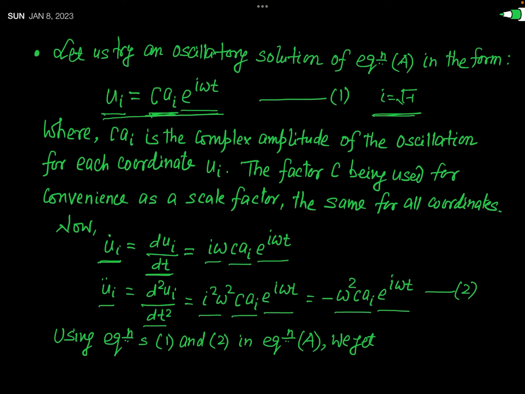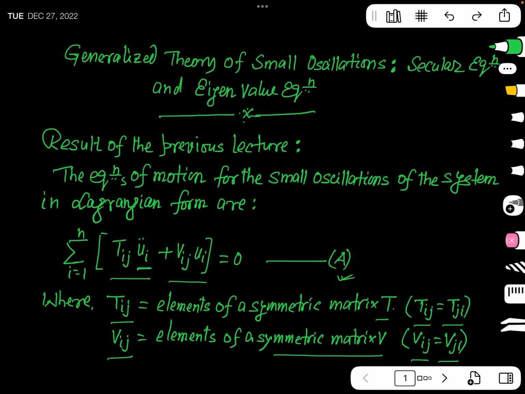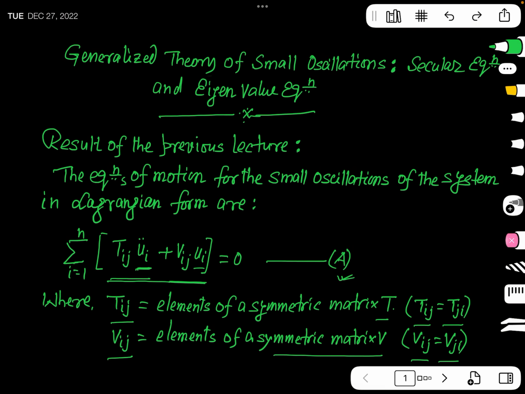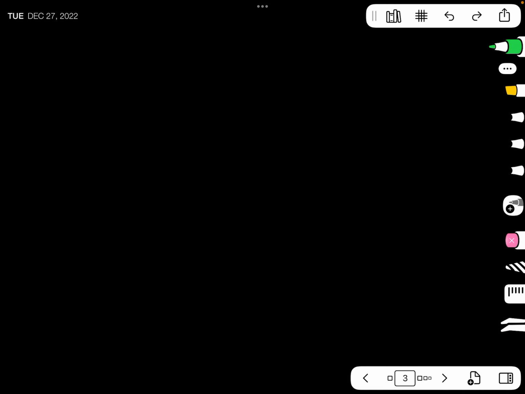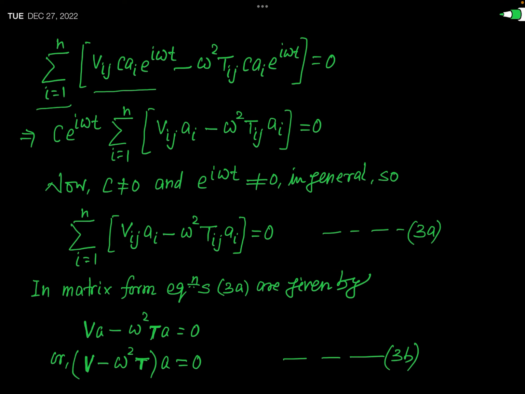Now we will put the value of this ui defined in equation 1 and ui double dot defined in equation 2 into equation A, which is our equation of motion. At the place of ui double dot and ui, we will substitute them. After substituting those two values, what will be our result? You can see easily. This will be summation over i of Vij C ai e to the power i omega t minus omega square Tij C ai e to the power i omega t, and that equals 0.